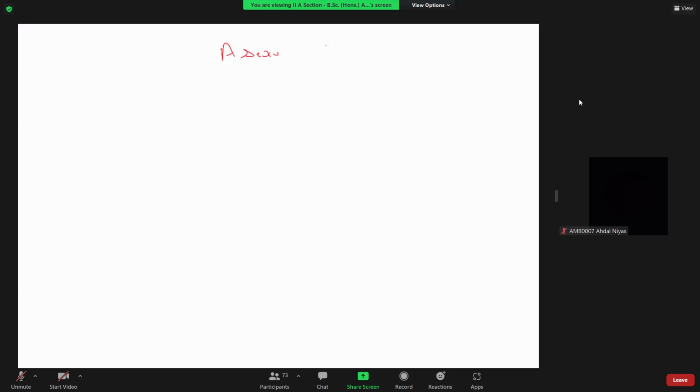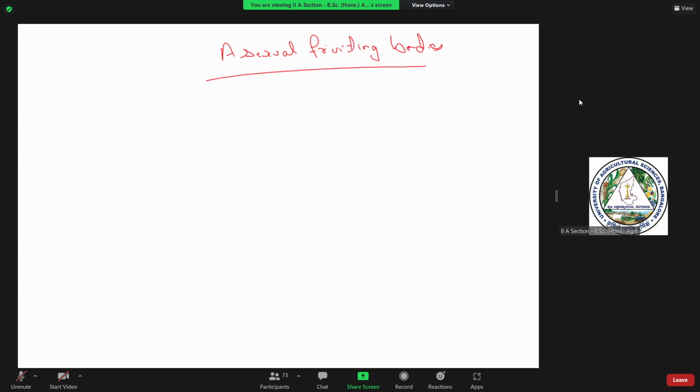Today we'll be talking about asexual fruiting bodies. As I already mentioned in yesterday's class, a fruiting body, that is a fruit-bearing structure or seed-bearing structure, can be called a fruiting body. Most fungi do produce fruiting bodies. A simple way to imagine what a fruiting body looks like is a mushroom. A mushroom is also a fruiting body.